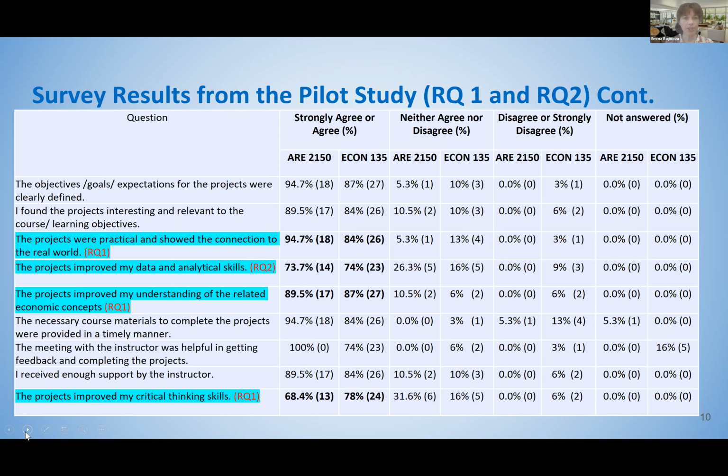Overwhelmingly, students felt that the projects were practical and showed the connection to the real world. 94.7% in Area 2150 and 84% of the students in Econ 135 thought that this was a true statement. Also, almost 90% of the students indicated that the projects improved their understanding of the related economic concepts in Area 2150 and 87% in Econ 135. Also, students felt that the projects improved their critical thinking skills. More than 2/3 of the students in both classes indicated that this was the case.